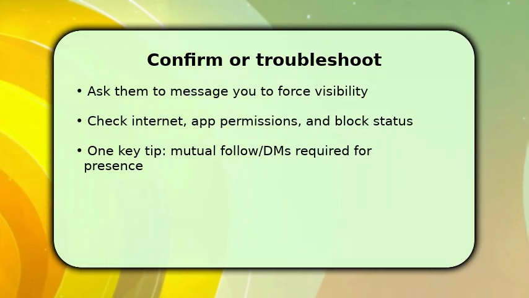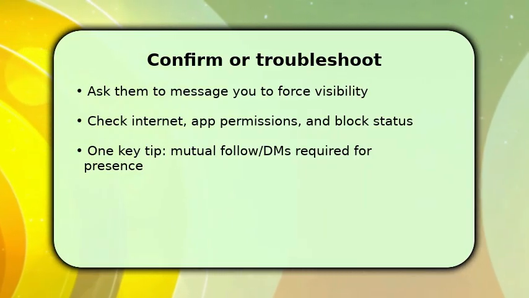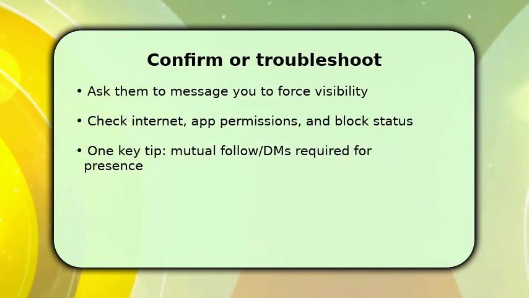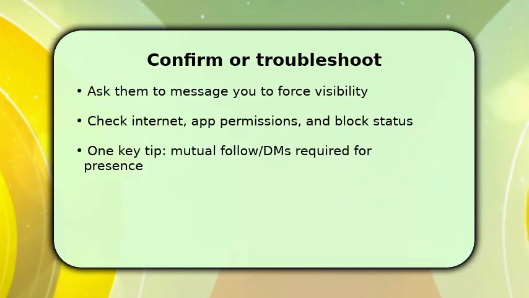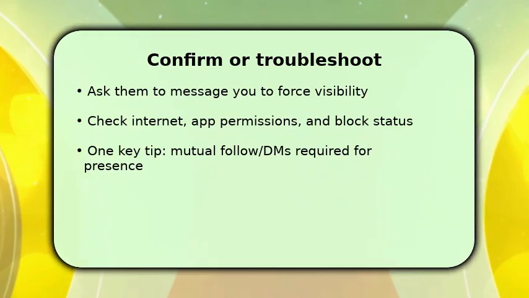Remember why this works. Instagram restricts online visibility to accounts with a follow or direct message relationship, so mutual follow or an existing DM is the only reliable way to see active now. If problems persist, ask them to toggle activity status on.